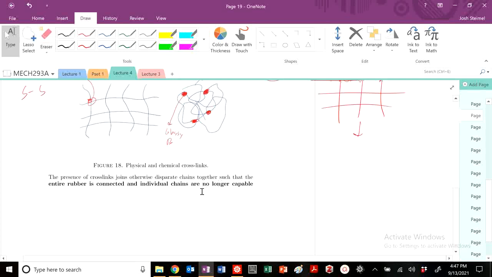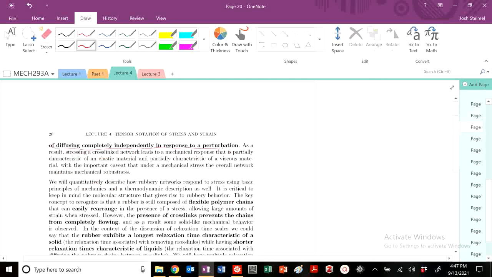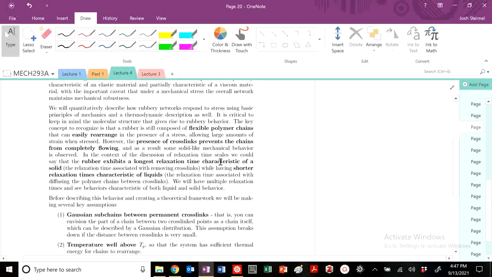So basically, the entire rubber is connected. Individual chains are not capable of diffusing completely independently in response to perturbation. In this derivation, we're going to make a series of assumptions. But the key thing is that when you're looking at a rubber, we're still looking at very flexible chains that can easily rearrange. But the presence of the crosslinks in between prevents the chains from completely flowing. So the origin of rubber elasticity comes from the presence of these crosslinks, either chemical or physical. You get solid-like mechanical behavior as a result, because they can't just flow past one another.